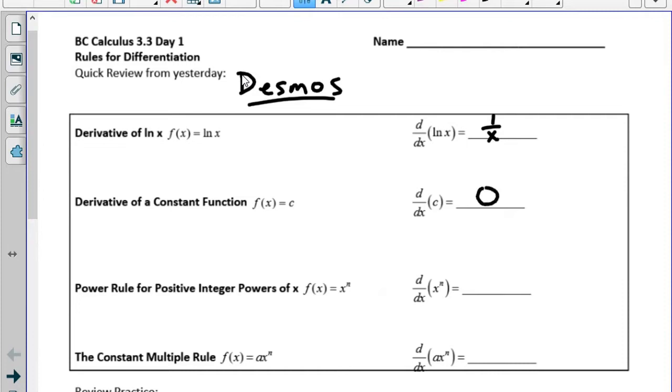The power rule, which is if you have some function x to the n, you get n times x to the n minus 1. And finally, if you have a constant in front of it, you really don't do anything with the constant. So a constant just kind of stays there. So it's a times n times x to the n minus 1.